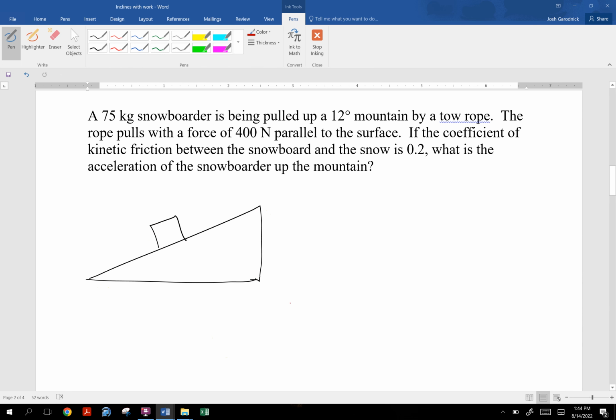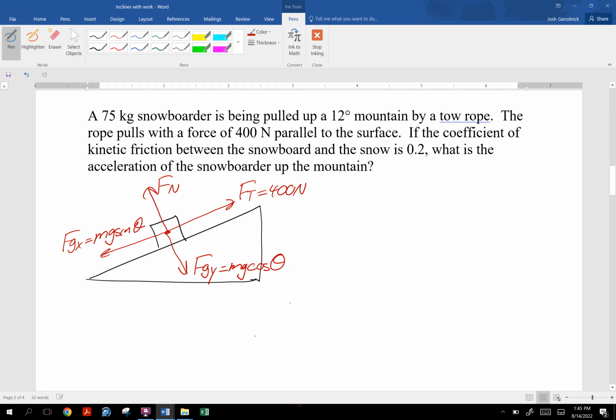We do have a 400 Newton force, this force of the rope, a tow rope, pulling this up the hill. So this tension force is 400 Newtons being pulled up a hill. We have the normal force, which is the force of the surface, perpendicular to the surface. We have the force of gravity in the y-axis, which again is mg cosine theta. That was terrible. And then you have FGX down the hill, and FG in the x-axis is mg sine theta.